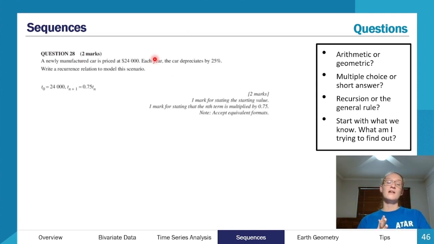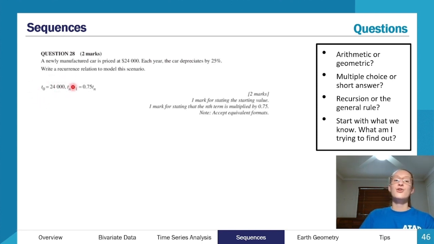If it was depreciating by a fixed value, if it was depreciating by $500 every year, then we'd know to use an arithmetic sequence, because all we're doing is taking $500 off the value each year, again and again and again. But in this scenario, every year it's depreciating by 25%. So our r value, our common ratio, is 0.75. That illustrates that every time 1 year has passed, the car is now worth 75% of what it used to be worth, because it's dropped in value by 25%.